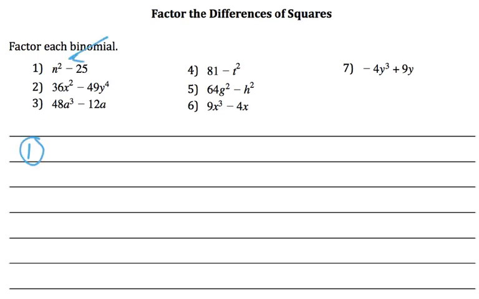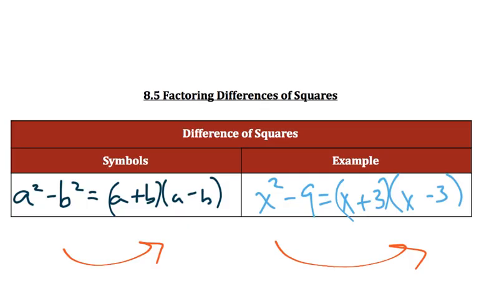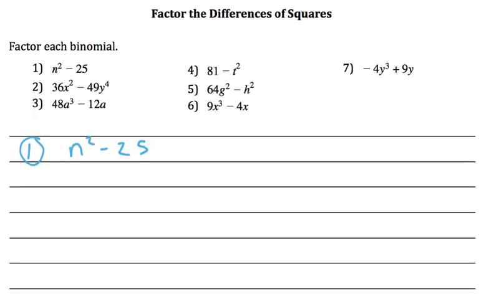So here's n squared minus 25, and we'll rewrite it. But that basically means that matching the formula, instead of having a squared, you'd have n, so n would be the first two things to show up. And instead of having just 25, this would be b squared, so that means that b would have to be 5. So jumping back and forth between the formula, you'd have n plus 5 times n minus 5. And of course you could write that as n minus 5 times n plus 5.